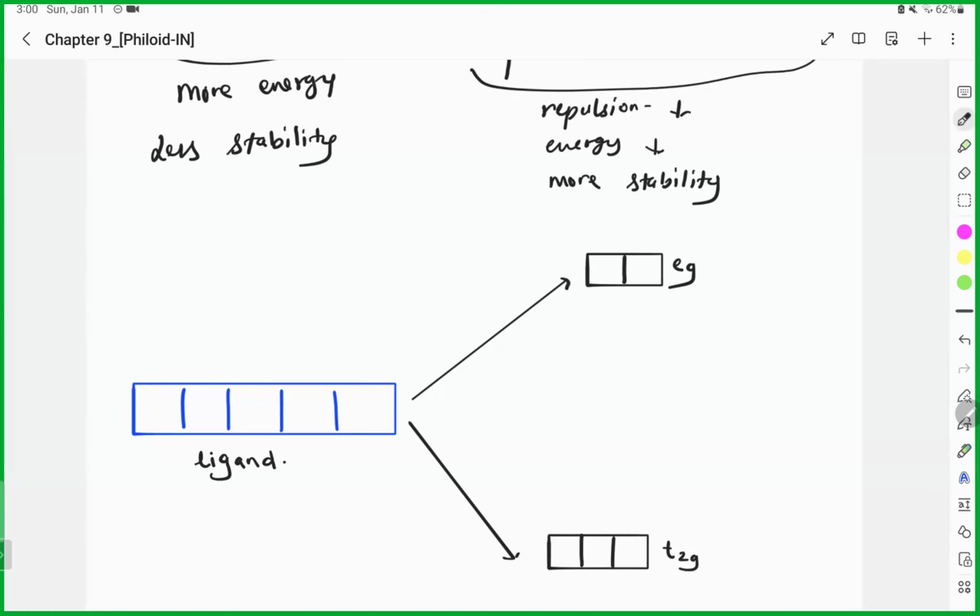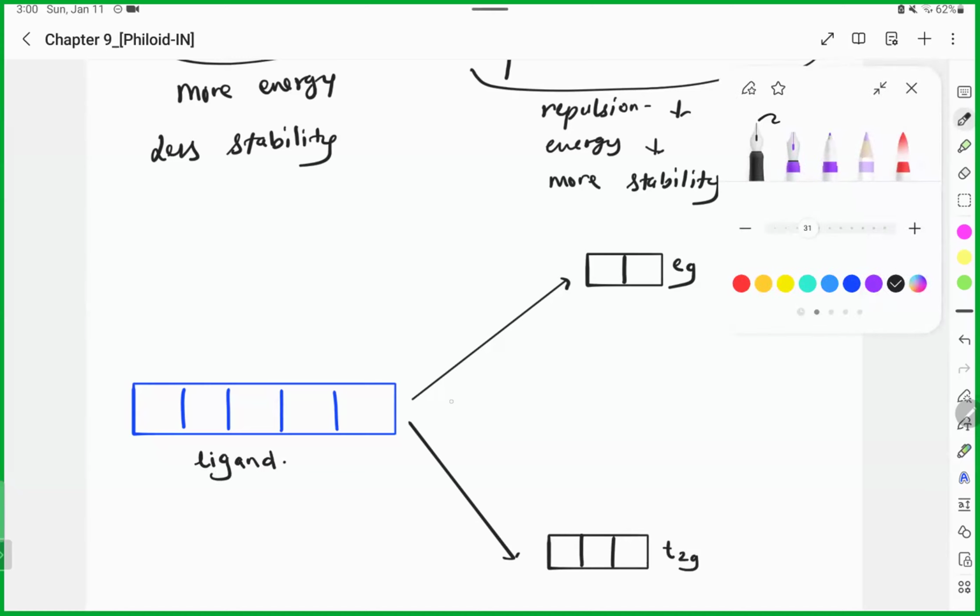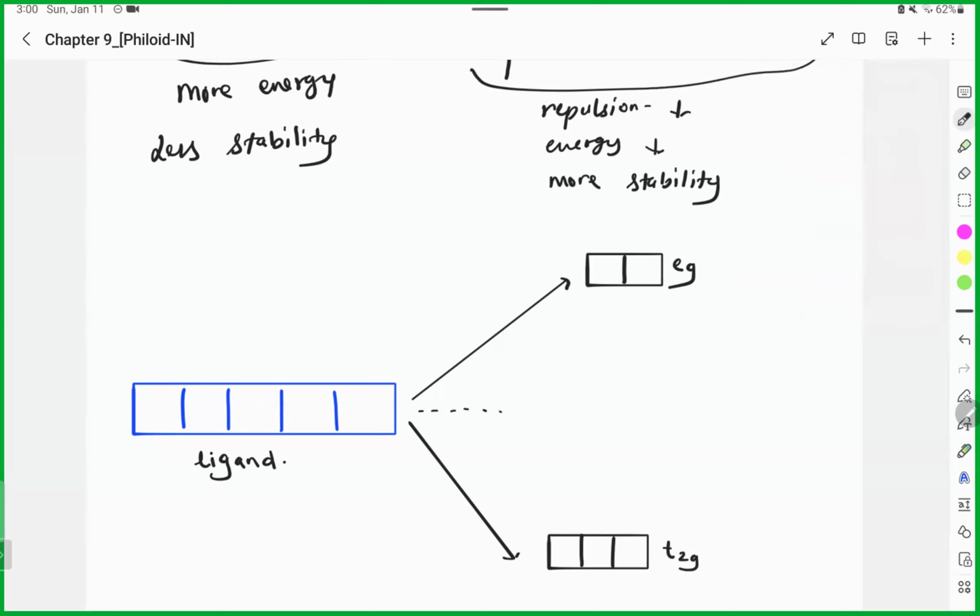Okay. There will be an average energy level at the center between the energy levels of T2G and EG. This center is known as the barycenter. You know this energy is very, very high, so this level will be comparatively high. Out of 5 orbitals' energy, 3 orbitals' energy will be taken by this, and only 2 orbitals' energy will be taken by this. 2 by 5 total will be 1. Correct.